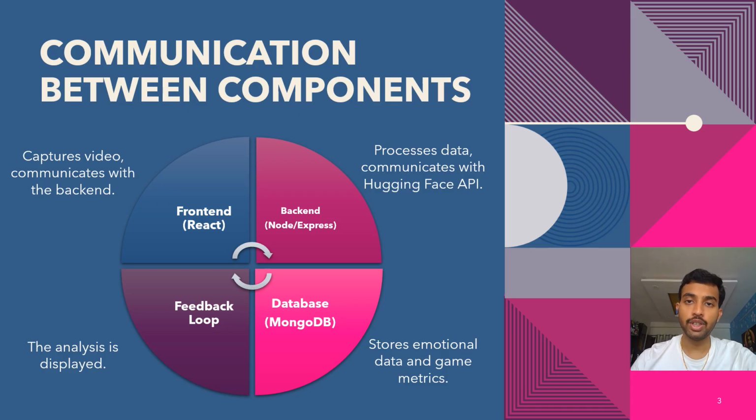Now let's look at how these components communicate. The front end captures the webcam feed and sends it to the backend. The backend processes the video input using Node.js and communicates with the Hugging Face API for emotion detection. The database stores emotional data and gameplay metrics in MongoDB, allowing us to track emotional responses over time. This setup creates a feedback loop where real-time emotion detection enables the representation of the emotional data, which is in turn used for further studies.